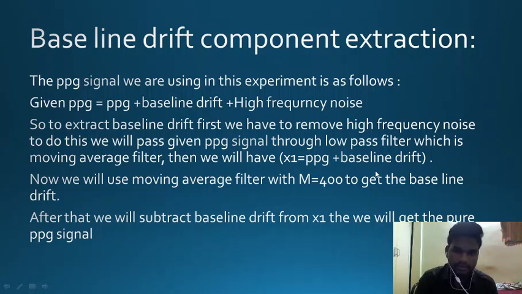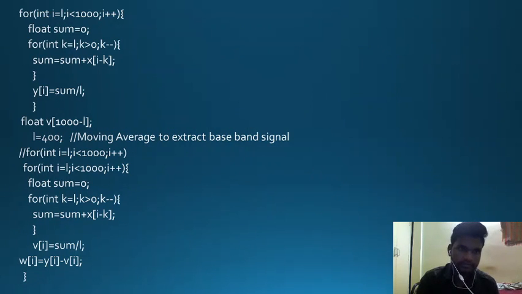Now we have to pass this X1 signal through a moving average filter with M equals 400. Now we will get the baseline drift component. So now we have extracted the baseline drift component. Now we have to subtract the baseline drift from the X1 signal, that is PPG plus baseline drift. Then we will get the pure PPG signal. The code is as follows.